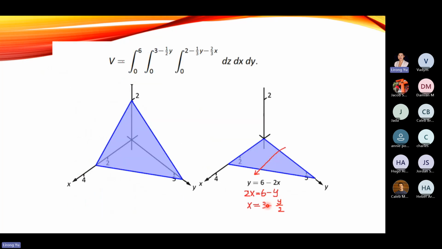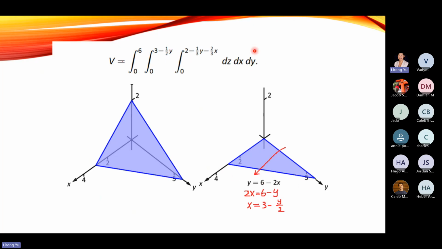If we change the integration order, let's say we want to do dz, dx, dy, then again, you need to look at its projection onto the xy plane. This line represents y equal to 6 minus 2x. So the x value on this line will be x equal to 3 minus y over 2. That's how we know the upper limit of the integration for x. And the x is from 0 to 3 minus y over 2.